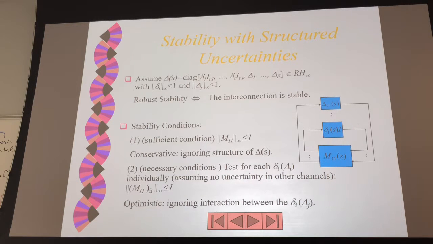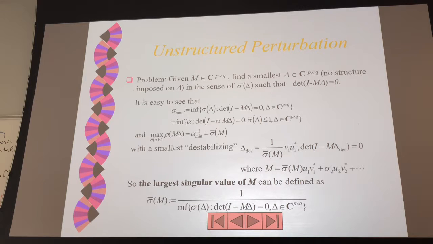Well, here is some argument: what do we mean by unstructured? And what do we mean by structured perturbation? We need to look at this very carefully in the next 10 minutes, okay? So think about this nominal plant. Then you find the smallest delta, the unstructured one, where there's no structure imposed on this set, such that the maximum singular value of this guy makes the determinant of I minus M delta equal to 0.